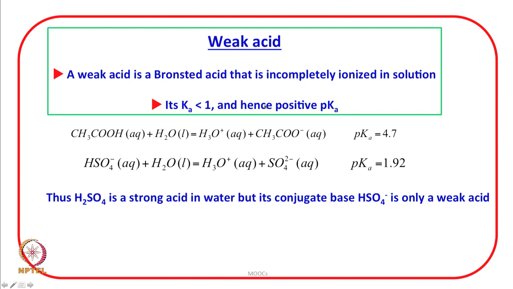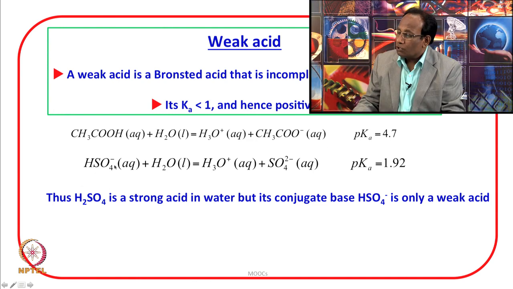So, the comparison of these pKa values suggests that HSO4 minus is going to be a stronger weak acid compared to acetic acid. In fact, HSO4 minus is the conjugate base of H2SO4. H2SO4 itself is a strong acid and its conjugate base is HSO4 minus, and HSO4 minus is only a weak acid, because it can further participate in protonation of water and act as a very weak acid.